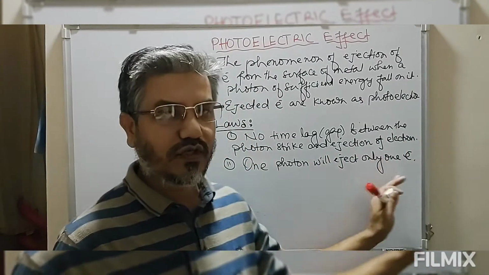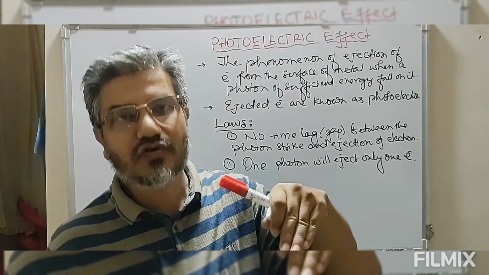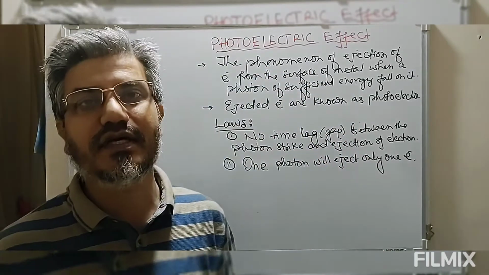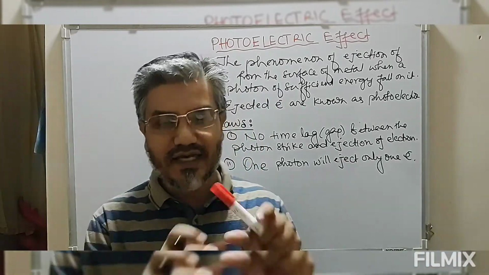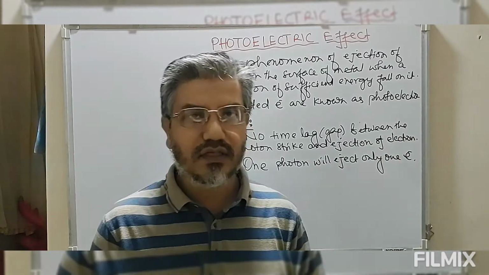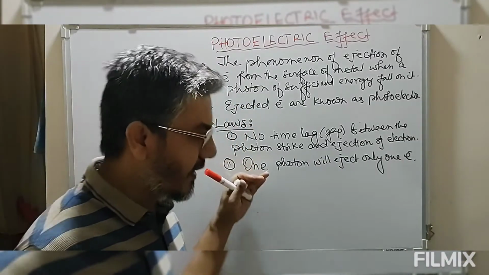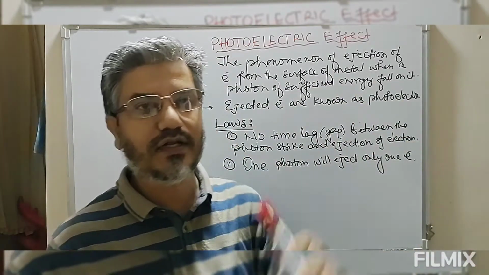We cannot eject two electrons by one photon, because one photon carries one specific energy which is required to remove a single electron from the attractive field of the nucleus. So one photon has to eject one electron.